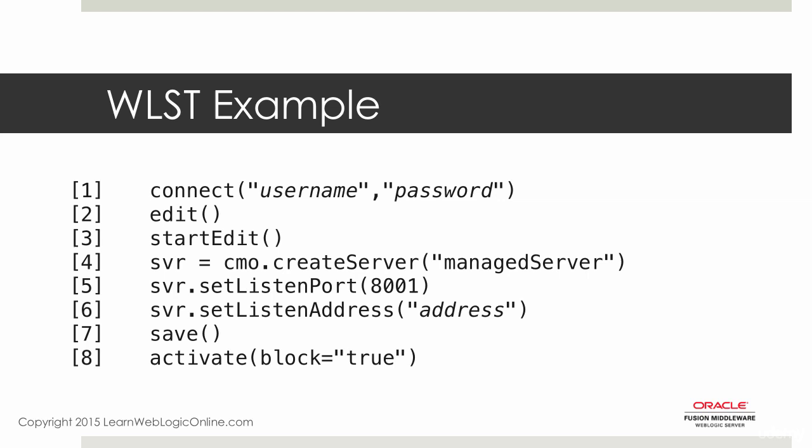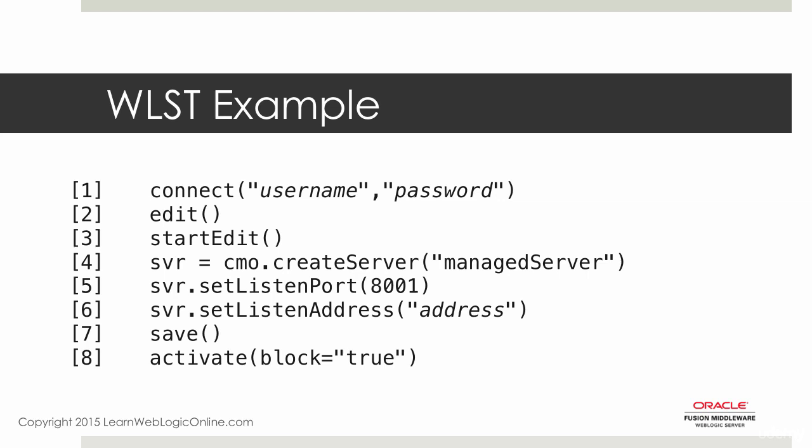So when we run create server, it returns this SVR object, and that SVR object is of type server mbean type. And a server mbean defines a set of specific operations for a server, as I mentioned during the previous slides where I talked about how there are standard operations and mbean specific operations. Well, you can see here that in lines 5 and 6, we are setting the listen port and the address for the server. So the server mbean type defines these operations for setting the port and address.